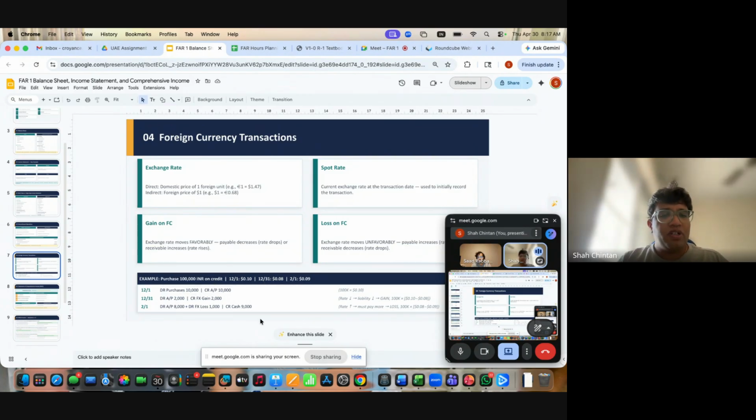So suppose you purchase something on a credit for INR 1 lakh worth, आप डॉलर्स में उसकी परचेस कर रहे हो. अब जब आपने परचेस किया 1 दिसंबर को, तब आपका स्पॉट रेट था 0.10. So your dollars let's say was $1,000. 31 दिसंबर you did not make the payment, आपका डॉलर का वैल्यू गिर के हो गया 0.08. So you had a foreign exchange gain. बट आपने जब पे किया तब आपने 0.09 पे किया, so there is an FX loss.